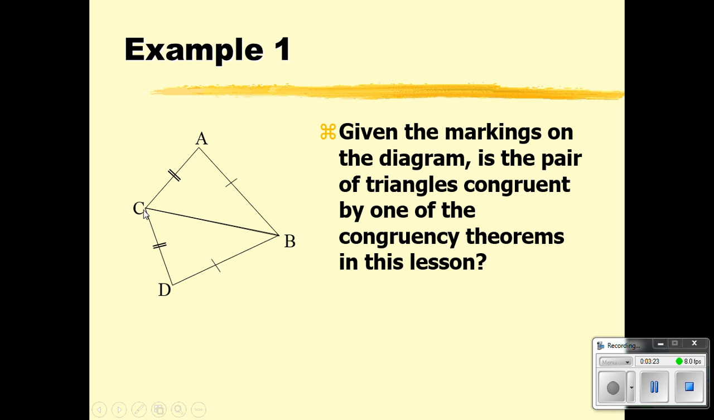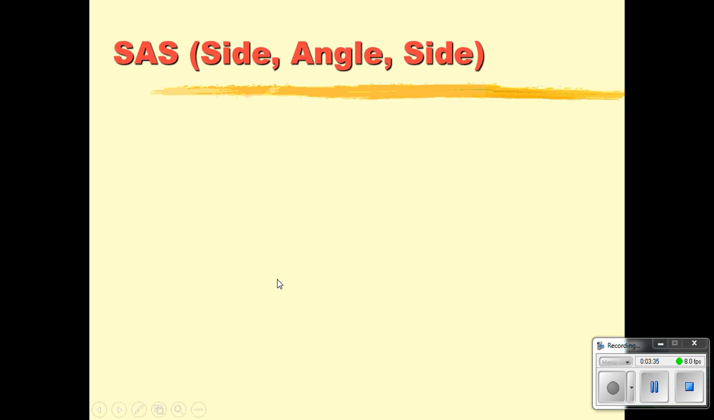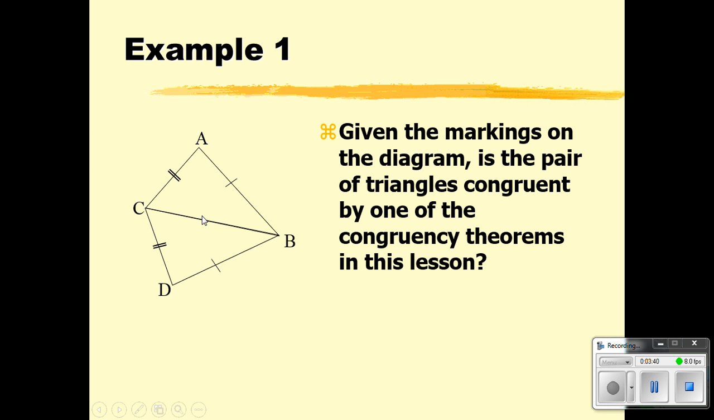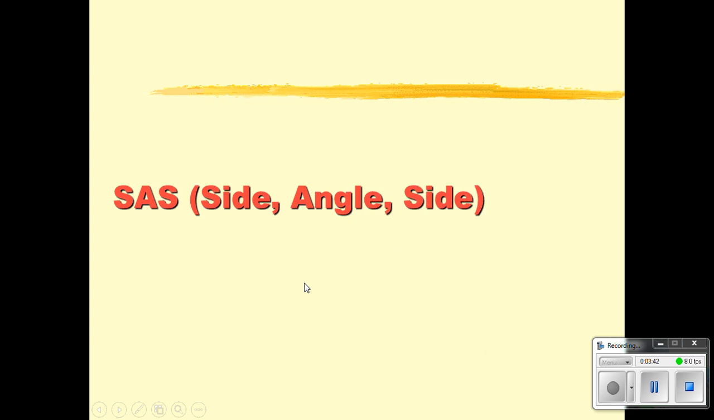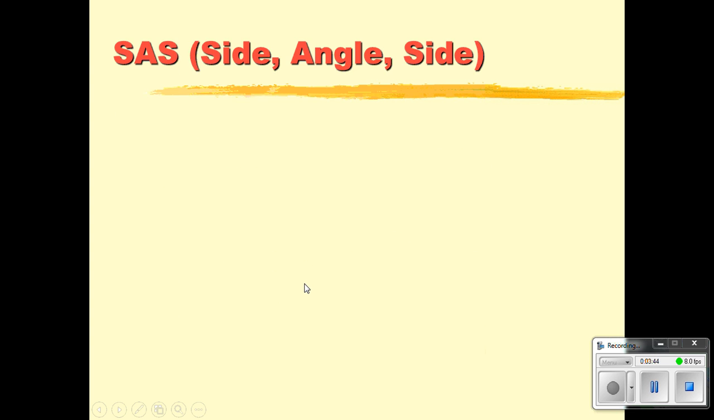But when I look at this picture, what I have to realize is the third side of the triangle is a shared side. So this side is congruent to itself. It's the same side for both triangles. So those would be congruent. So they don't mark it, but I can mark it and see that it's congruent.